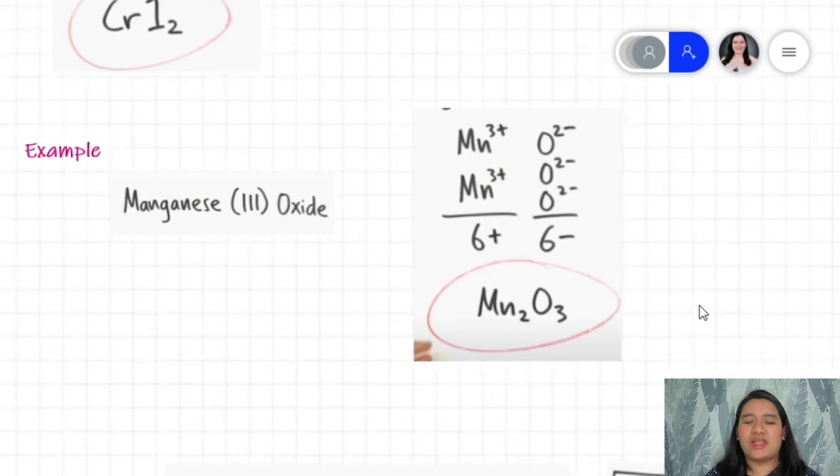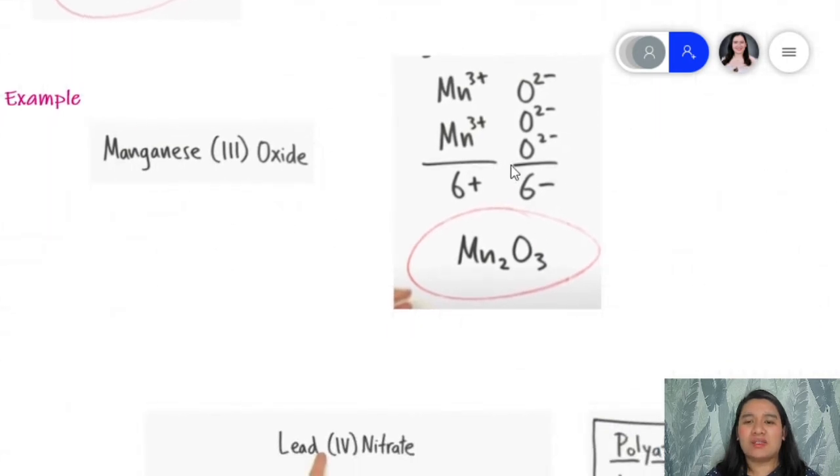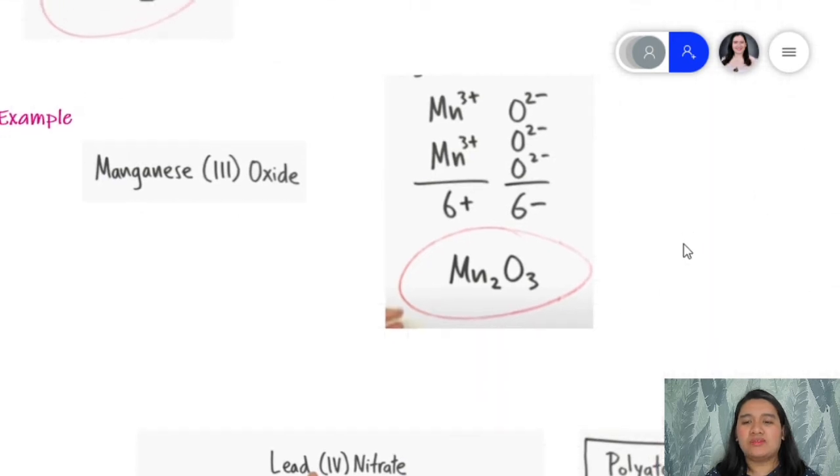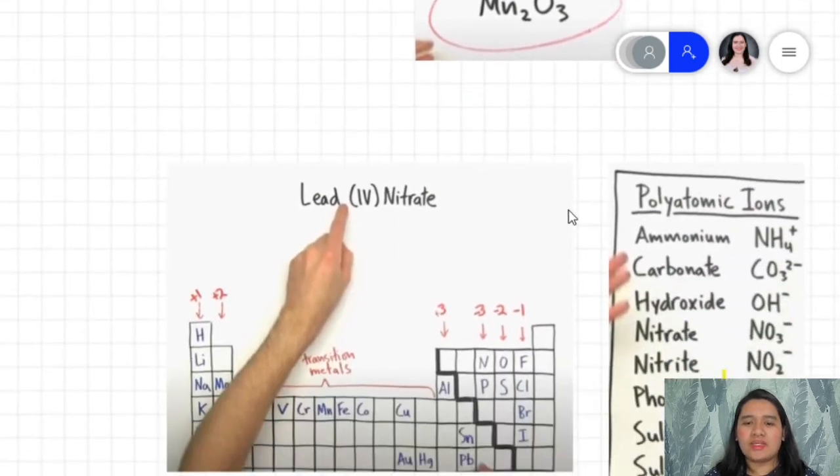So let us write the name for manganese 3 oxide. How many manganese can you see? We have 2 manganese, 1, 2. So Mn2. For oxygen, we have 1, 2, 3. So O3. Mn2O3 is the chemical formula for manganese 3 oxide. Okay.